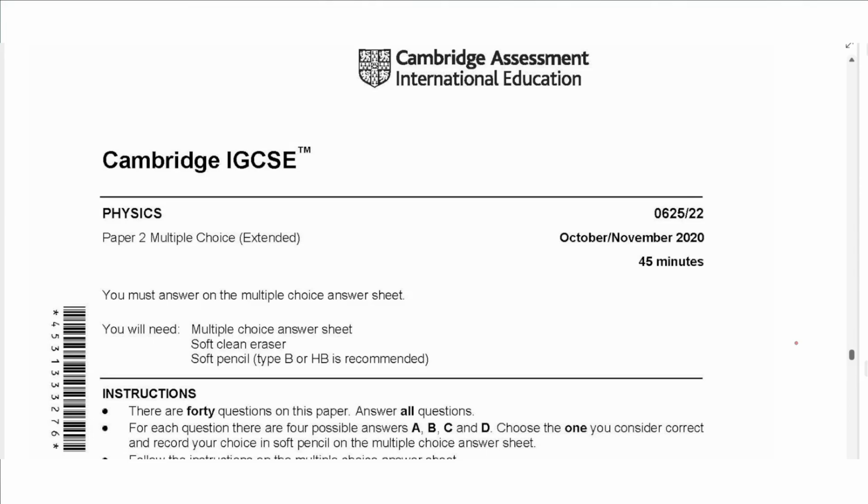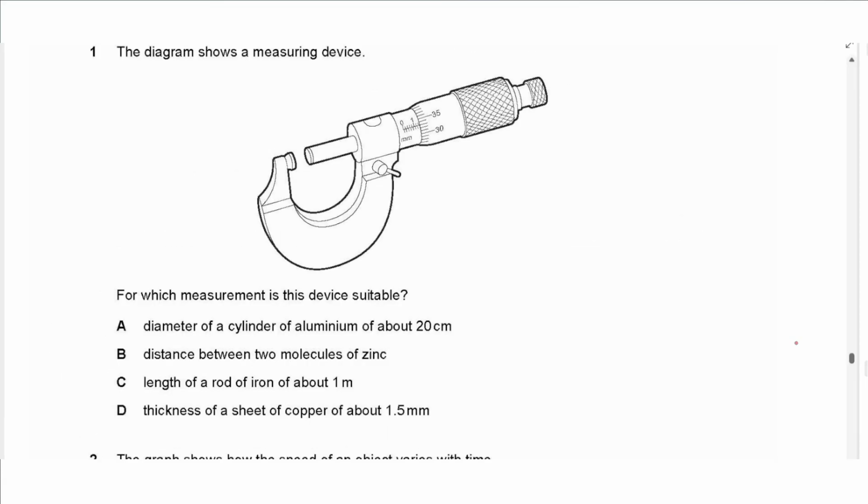In this video I will be solving the paper 2 exam for October-November 2020, variant 2. So let's get started. Question 1 says the diagram shows a measuring device. For which measurement is this device suitable?